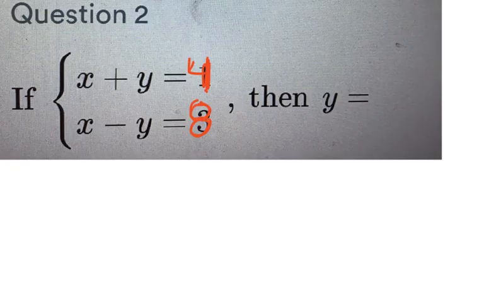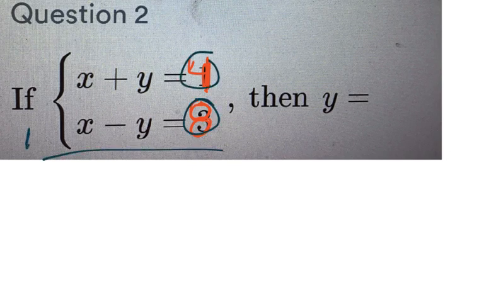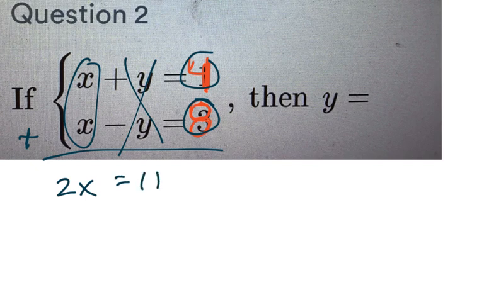All right, this one here, this is simple linear systems. I changed it to a 4 and an 8 here, you notice. But let's see here. I know if I just simply add these together, x and x is 2x, y cancels out with y, and 4 and 8 is 12. So in my case, when I divide by 2, x is 6.